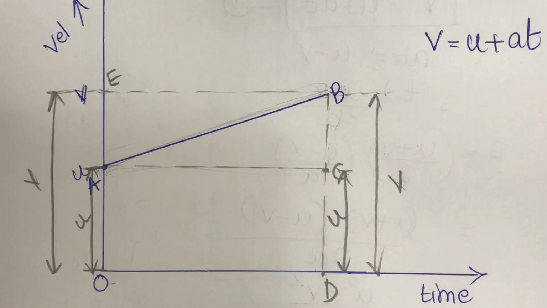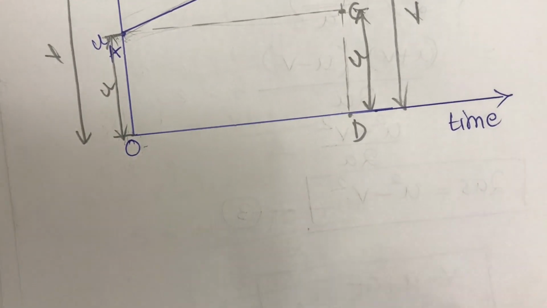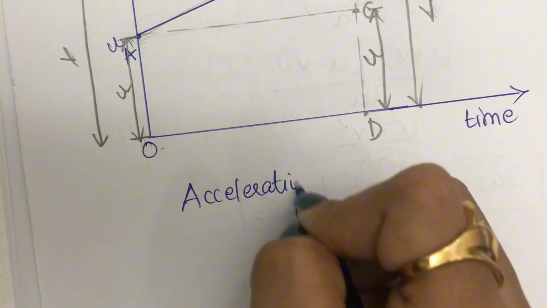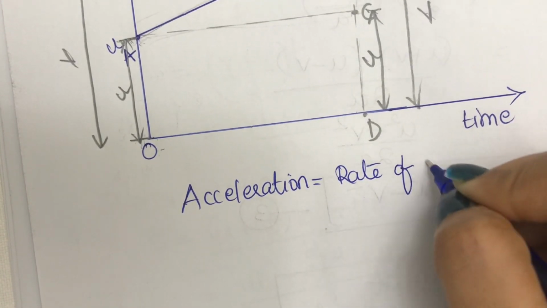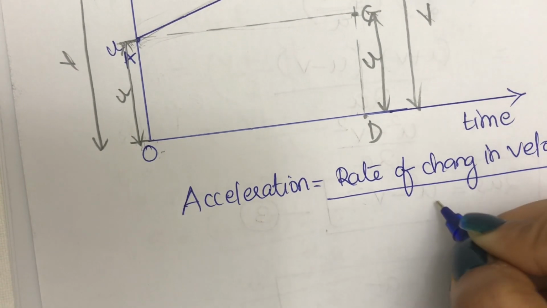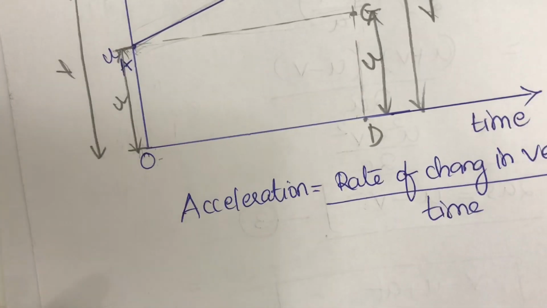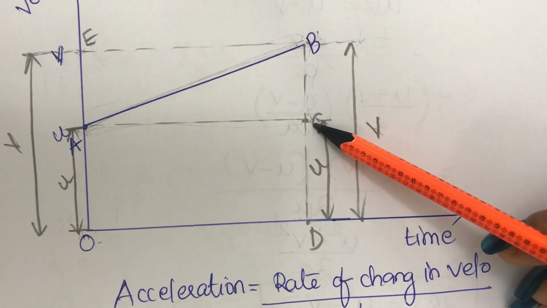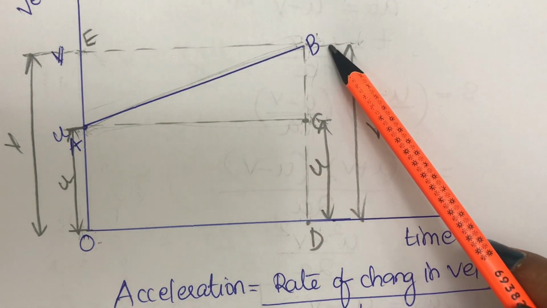In the previous case also, the first equation of motion we derived from acceleration. So here also, what is acceleration? Acceleration is the rate of change in velocity, change in velocity by time. So what is the change in velocity? My velocity initially was u. From u to v it has changed, right?